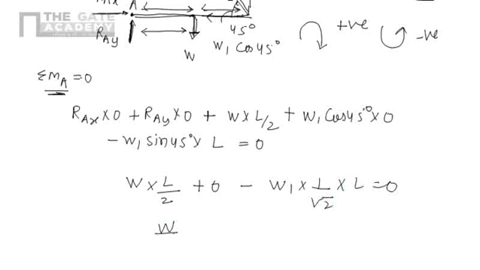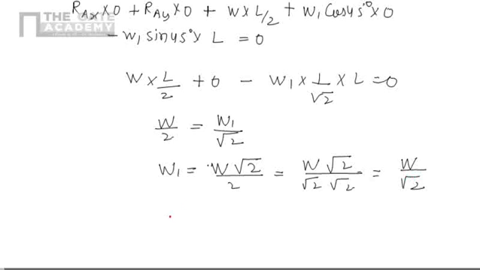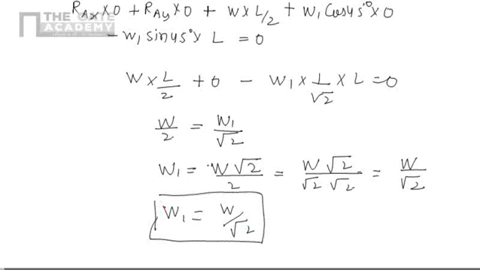So we will get W by 2 equals W1 by root 2. So W1 will be W root 2 by 2, which gives W by root 2. This is the relation between W1 and W: W1 equals W by root 2. So this one will be the correct answer.